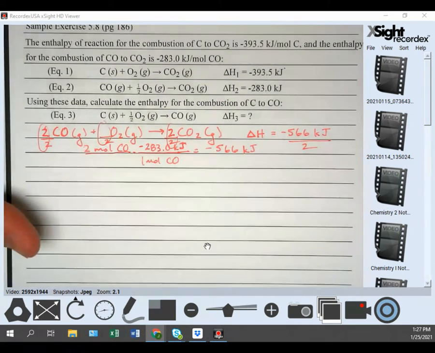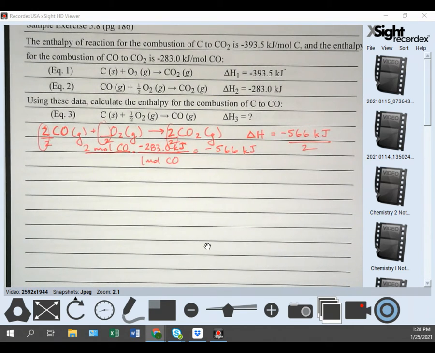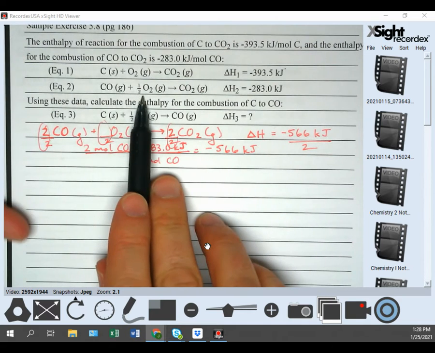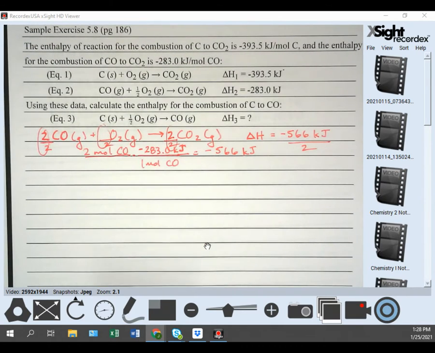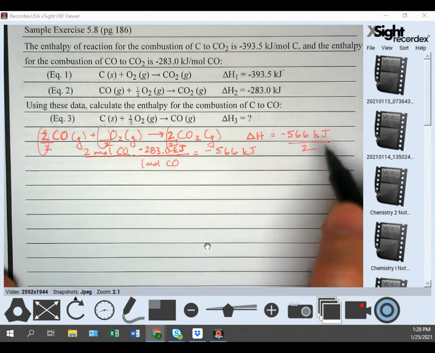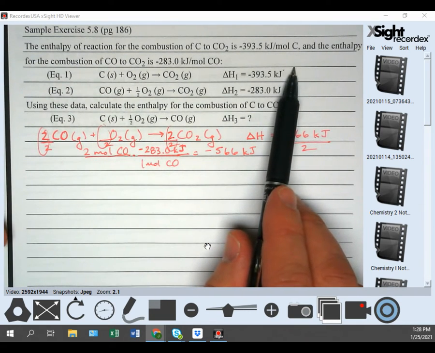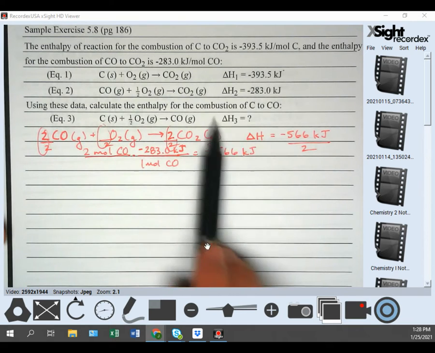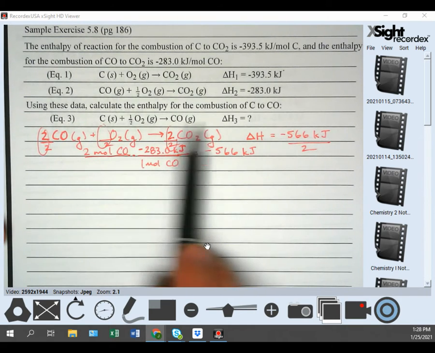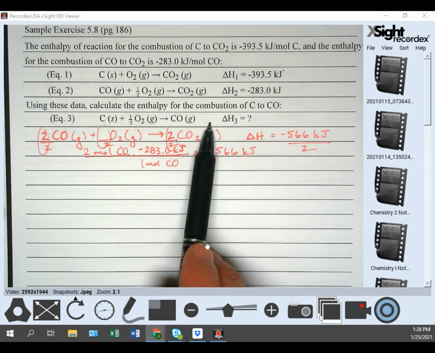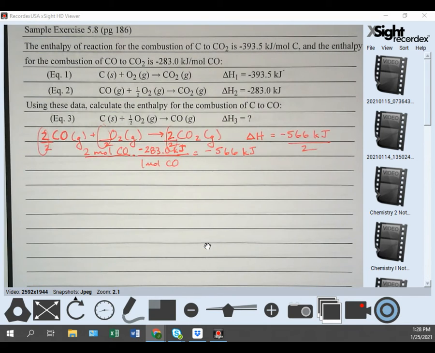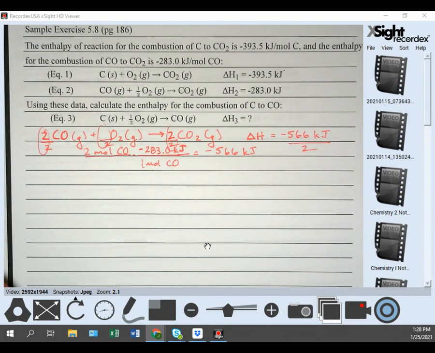Okay, questions so far? All right, so like I said, that's not actually part of solving the problem, but that is hopefully to help you understand why all of a sudden it's okay to have fractions for our coefficients in the equation, right? Okay, so we are going to use these 2 equations that they gave us to calculate the delta H for this reaction, right? So here's what we're going to do.